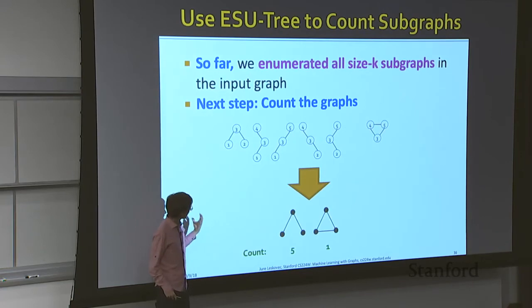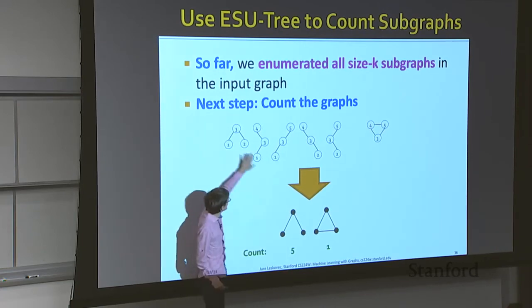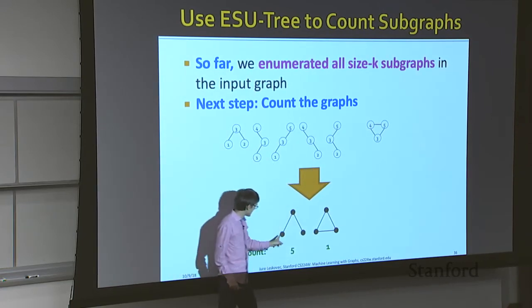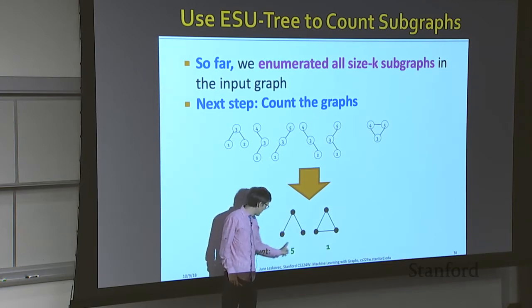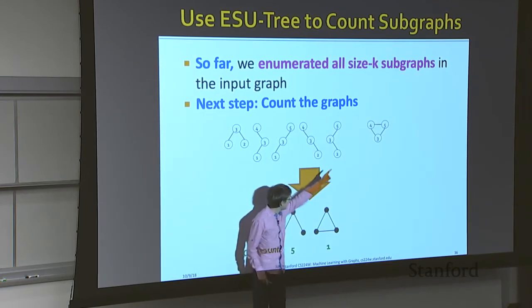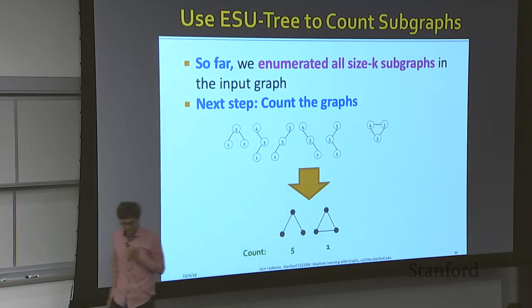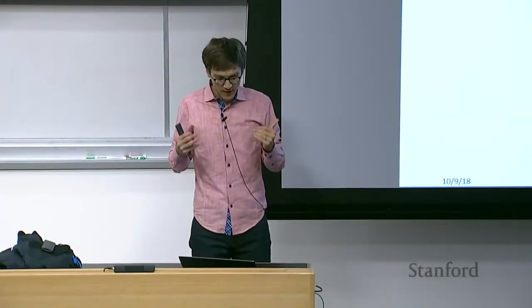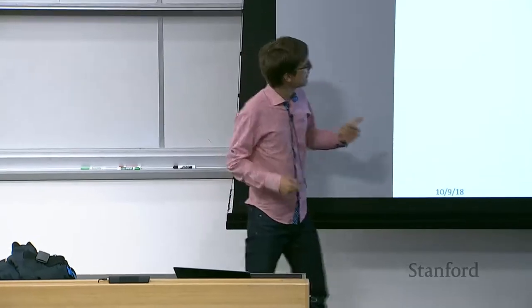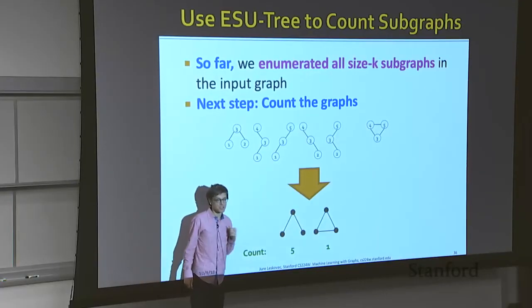And what is the point here? The point here is that you see that all these graphs are isomorphic to this one. So this should have a count of 5, and that guy is different, so it should have a count of 1, okay? So far I told you how to enumerate. Now I want to do this counting step.